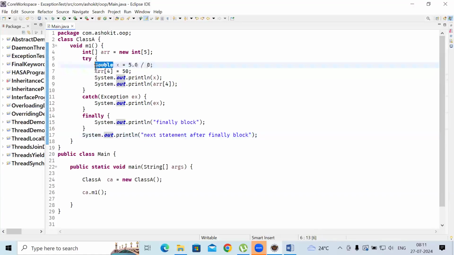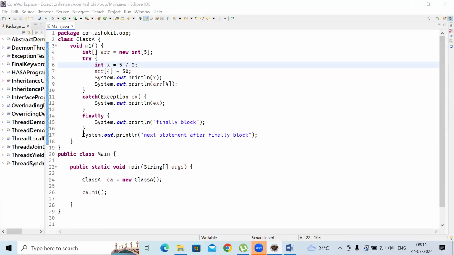Now this is int x equal to 5 by 0, 5 divided by 0. Do you have an exception here? Yes, an exception occurred, in the try block. Exception always occurs in the try block only. If an exception occurs in the try block, where does control go? To the nearest catch block. There is a catch block here. After the catch block, control goes to the finally block.